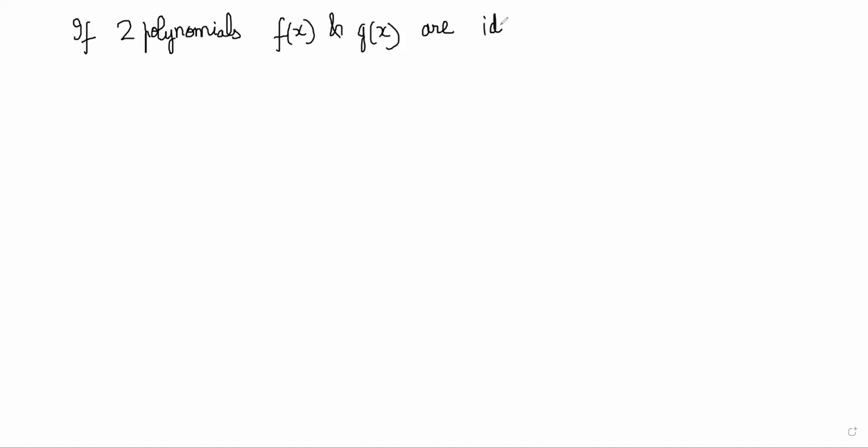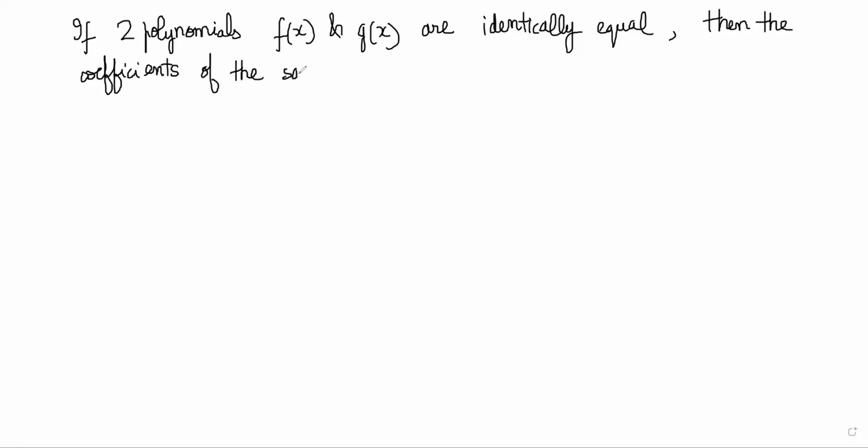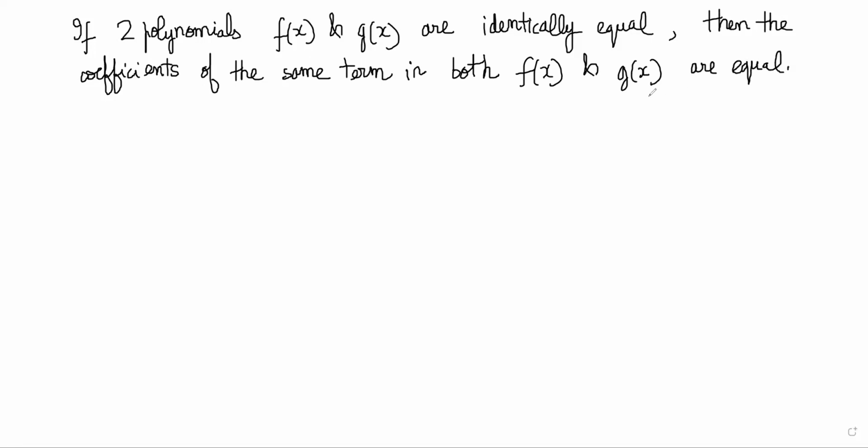Also, we have the idea that two polynomials f(x) and g(x) are identically equal if and only if the coefficients of the same term in both f(x) and g(x) are the same. So we will call two polynomials equal to each other if their coefficients are all the same. For each power of x, their coefficients are matching. Now, obviously, you already know how to do basic operations on polynomials like addition, multiplication, and so on.